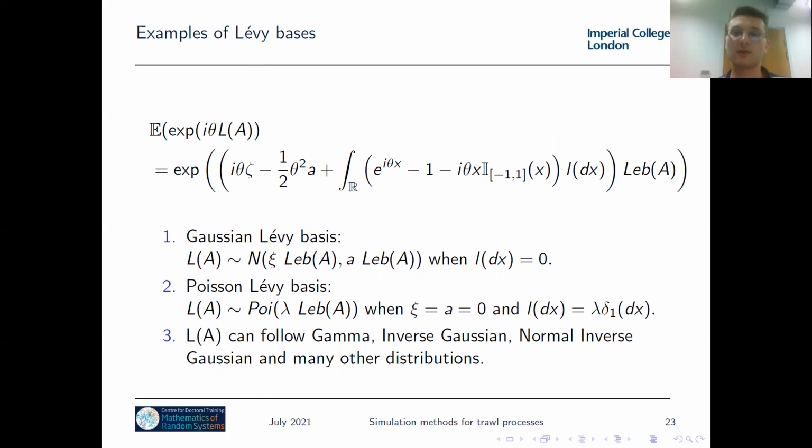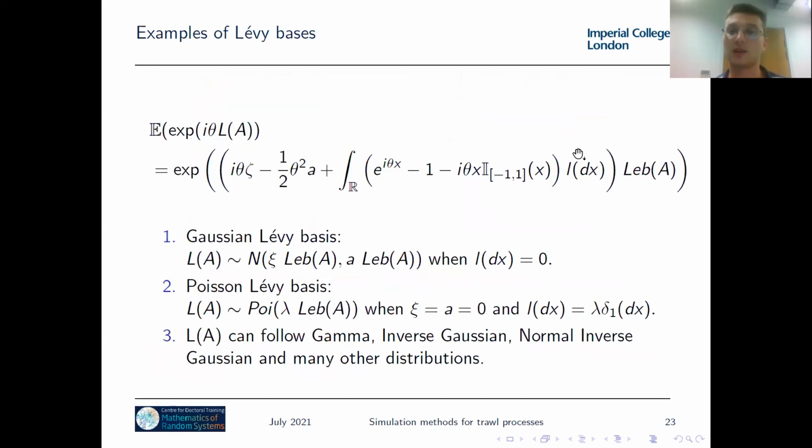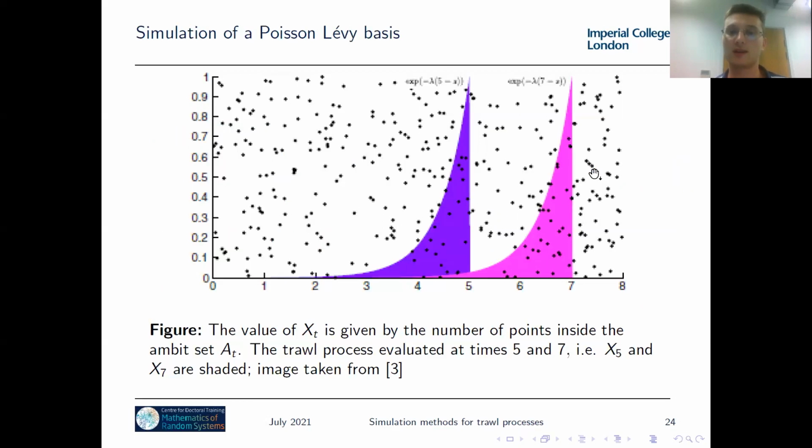In general, if the Levy measure L doesn't have such a simple expression, we have to adapt slightly the simulation algorithm. We still simulate a Poisson point process, but to determine the value of xt, instead of looking at how many points are contained inside the ambit set, we associate to each point a random sample drawn from the Levy distribution L. And then the value of xt is given by the sum of the values associated to points which are contained in the ambit set.